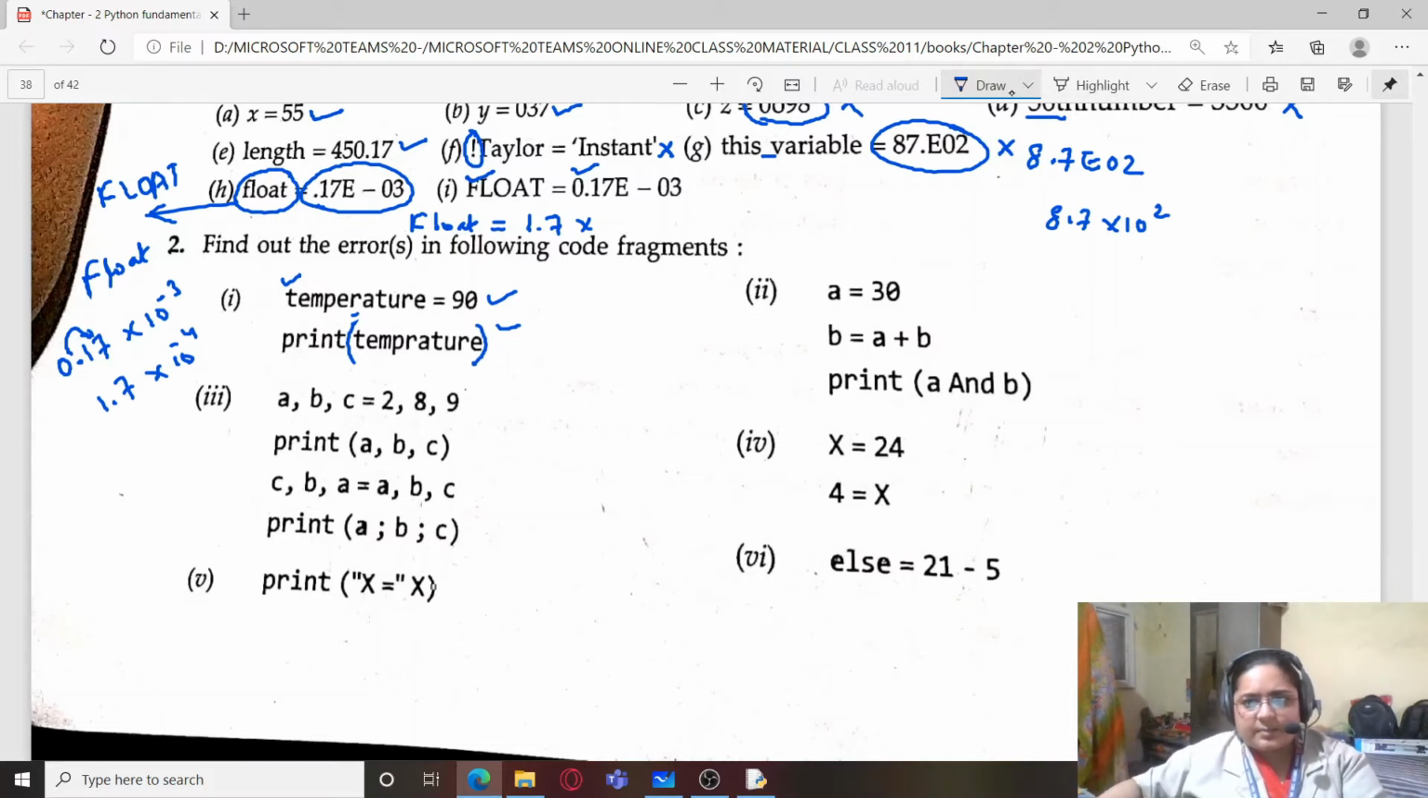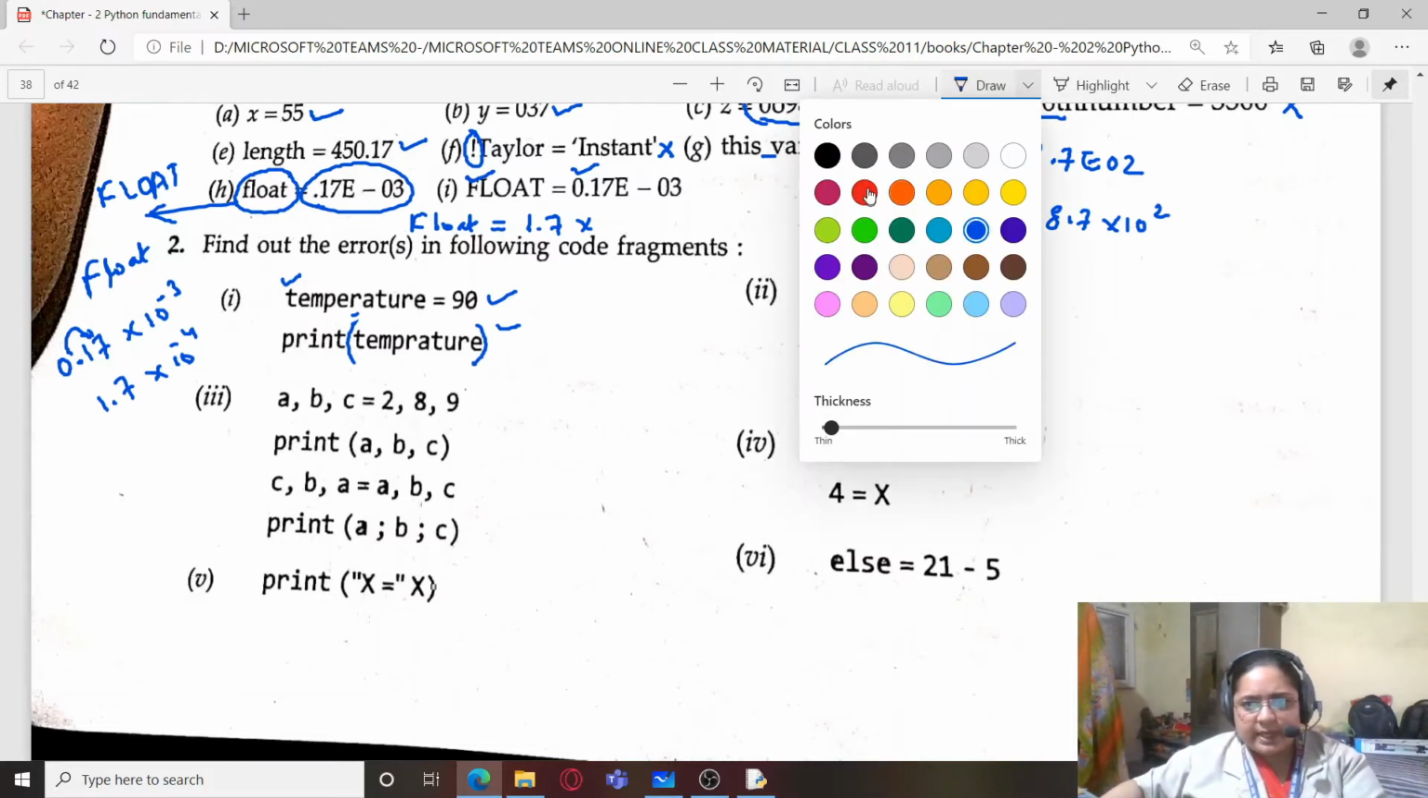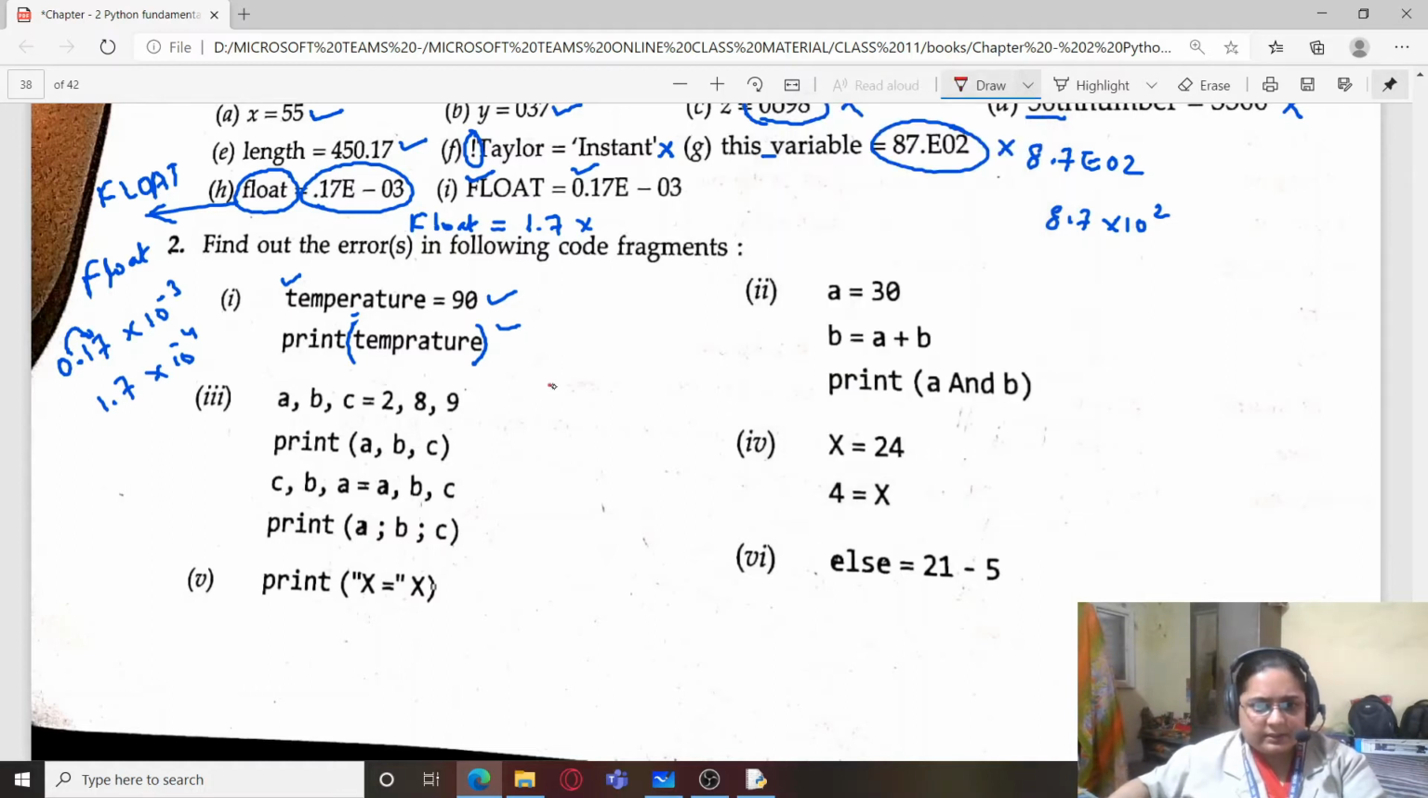Let me change the color to red so that it would be a little easier for you. A = 30, this is okay. B = A + B. That means here the value of B is unknown. It is undefined.